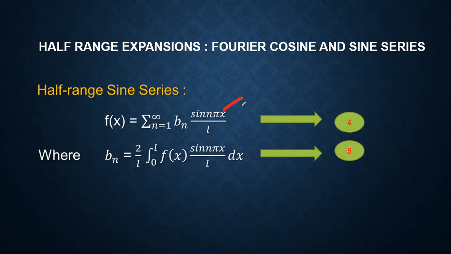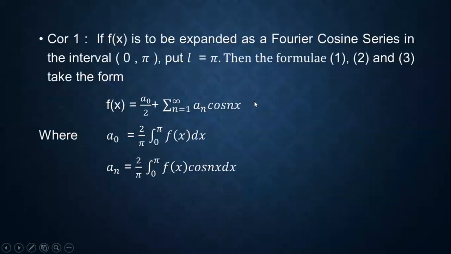So f of x equals summation n equal to 1 to infinity Bn sine n pi x by L, where Bn is equal to 2 by L integral 0 to L f of x sine n pi x by L dx. This is the way you have to find the half range Fourier cosine series and sine series expansions. Right. So now we'll see, it is for the interval of 0 to L.